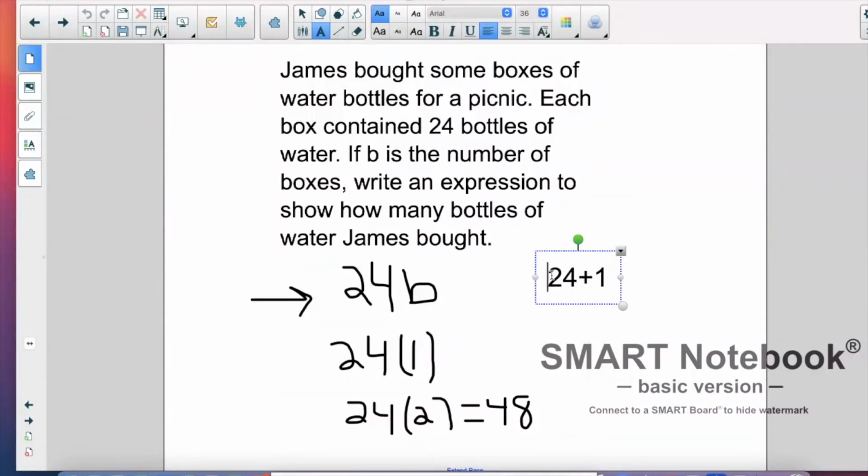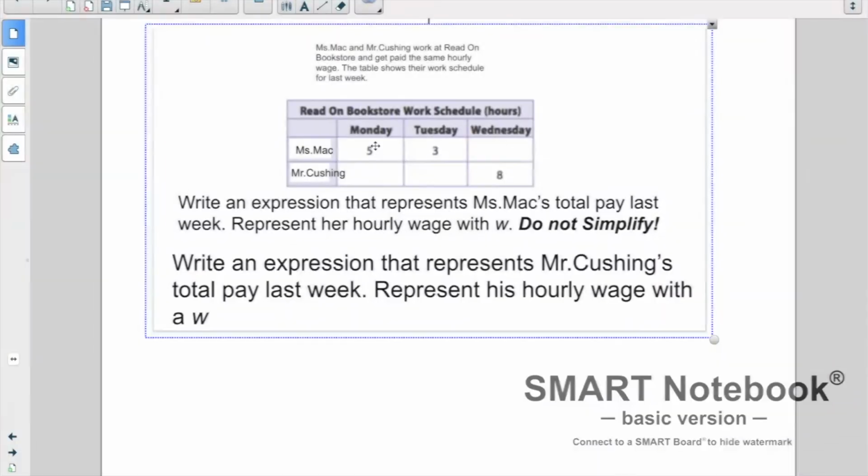Miss Mac and Mr. Cushing work at Read On Bookstore and get paid the same hourly wage. The table shows their work schedule for last week. Write an expression that represents Miss Mac's total pay last week and represent her hourly wage with W. Do not simplify. So let's start with that question.